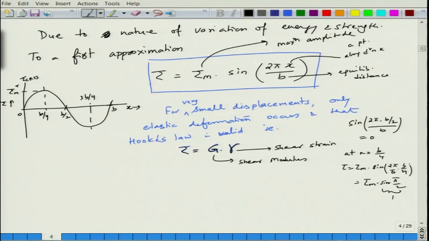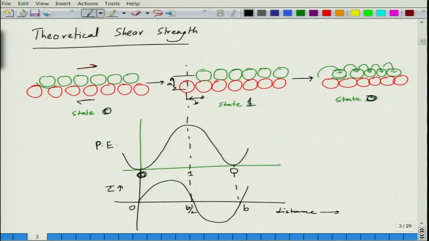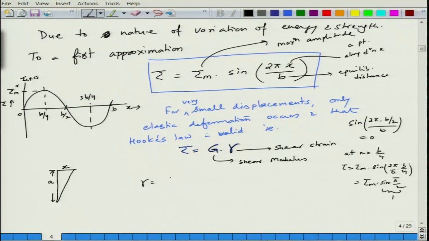Okay. So to a first approximation, the displacements are very small and we only have the elastic regime, that is Hooke's law is valid. So we can write tau is equal to G into gamma, and gamma, the shear strain, can be written as follows. Let us say the movement is x and this is a. So you are moving in this direction and this is the shear strain you cause. So the shear strain gamma will be equal to x divided by a for small x. Otherwise it would be tan gamma. So basically we are saying that tan gamma is equal to gamma.